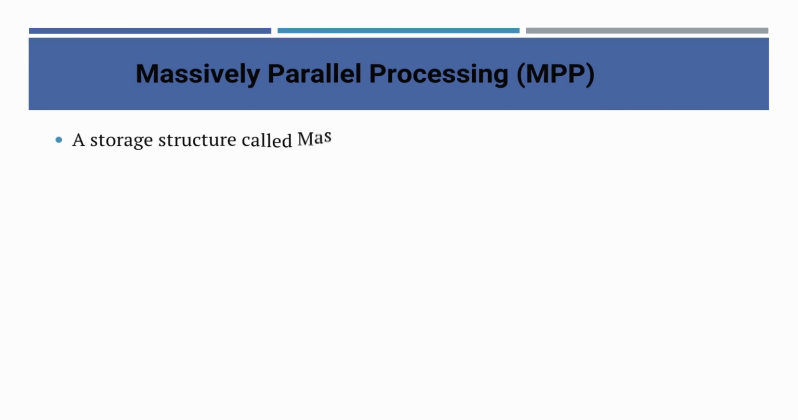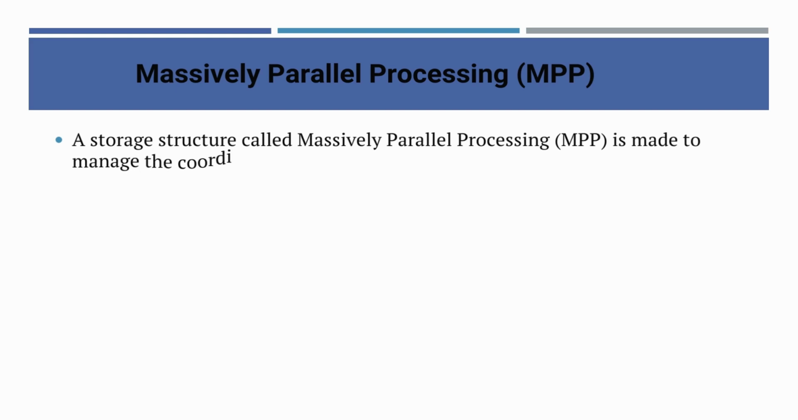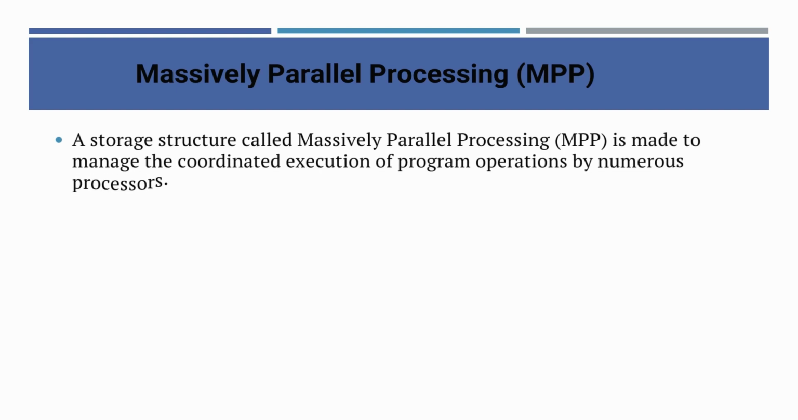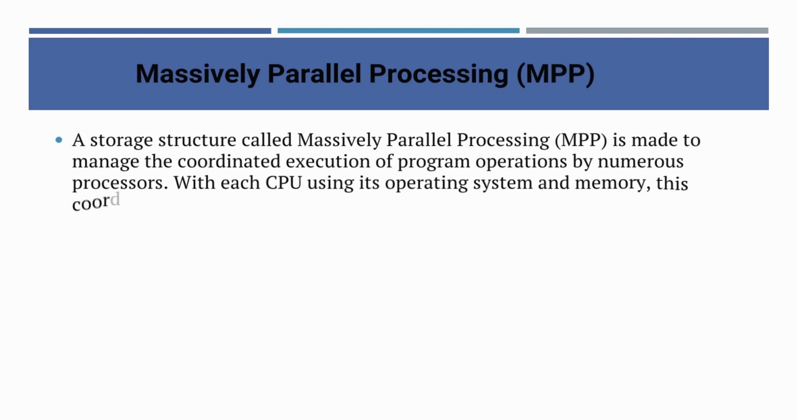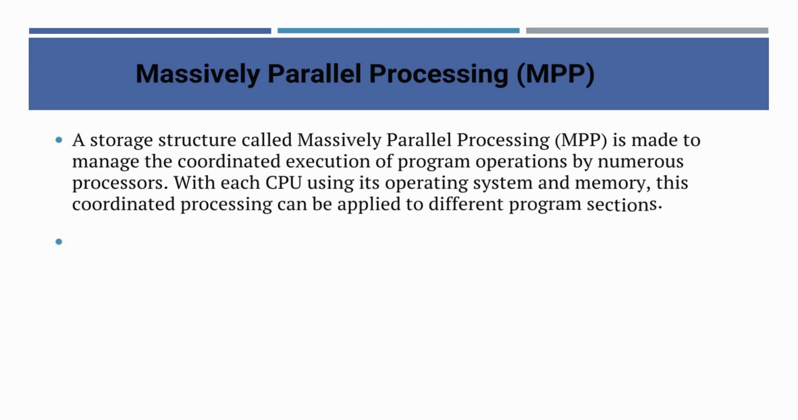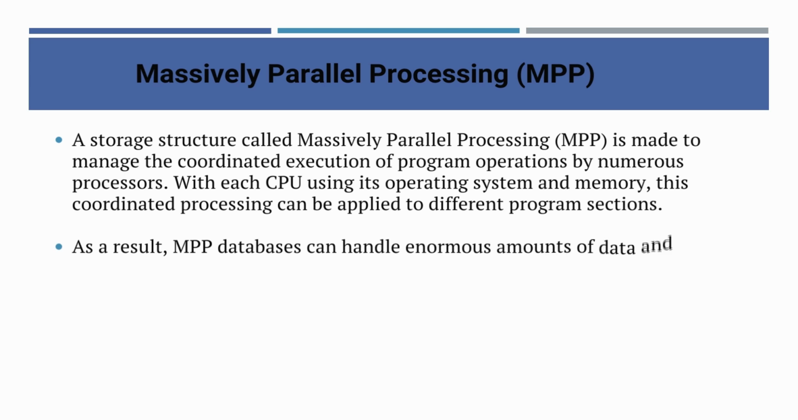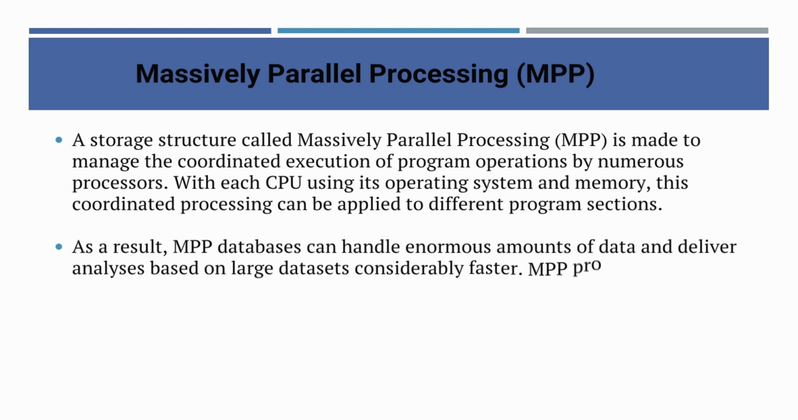Massively Parallel Processing (MPP) refers to a computing architecture that involves the use of a large number of processors or computer nodes working together in parallel to solve complex computational problems. It is designed to process massive amounts of data and perform computations in a highly parallel and distributed manner. With each CPU using its own operating system and memory, this coordinated processing can be applied to different program sections.